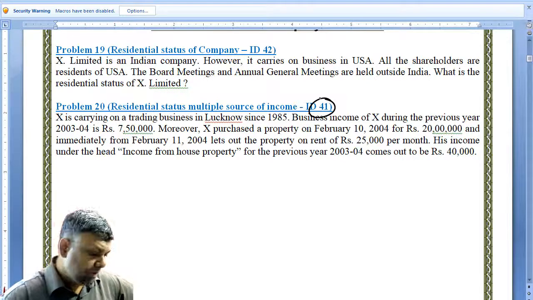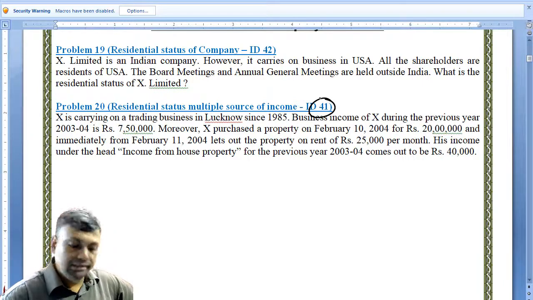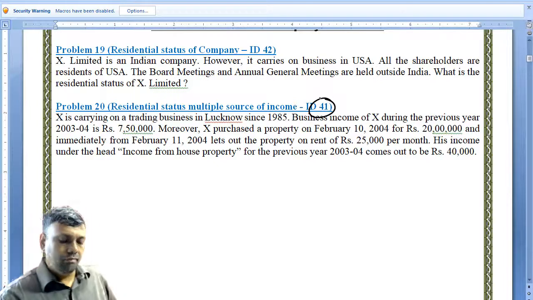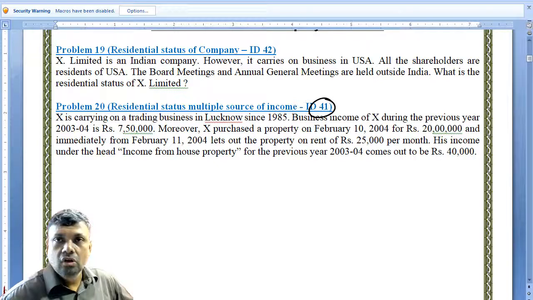Question ID number 41. X is carrying on trading business in Lucknow since 1985. Business income of X during the previous year 2003-4 is 7,50,000. Moreover, X purchased a property on February 10, 2004 for rupees 20 lakhs and immediately from 11 February 2004 let out the property on a rent of rupees 25,000 per month. This income under the head income from house property, for the previous year 2003-4, his income comes out to be 40,000. Very, very excellent question.